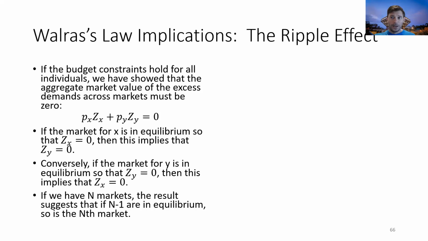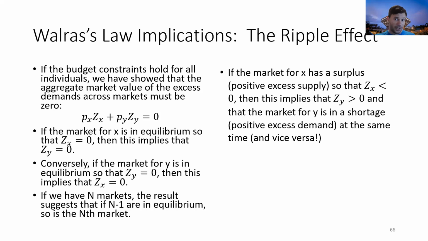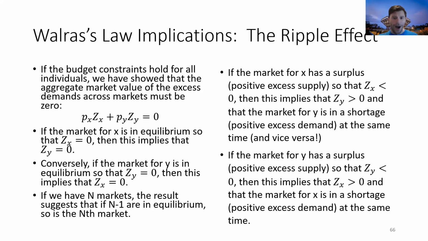The other way we can think about this is if the market for X has a surplus, so that ZX is negative. That means the market for Y has to be in the opposite situation. It has to be in a shortage. Conversely, if Y is in a surplus situation, then the market for X will have to be in a shortage situation, a positive excess demand situation.